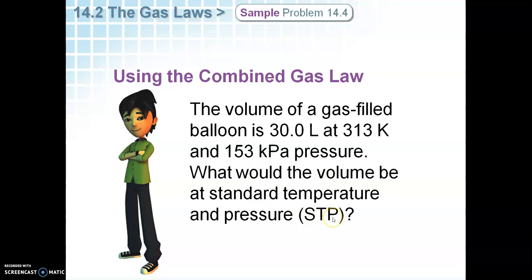Now, you have to remember back to a couple chapters ago, what is STP? Standard temperature is 0 Celsius, which is 273 kelvins. Standard pressure is, what unit do we use? So we use kilopascals, so 101 kilopascals. If you're using atmospheres, it's 1 atmosphere.